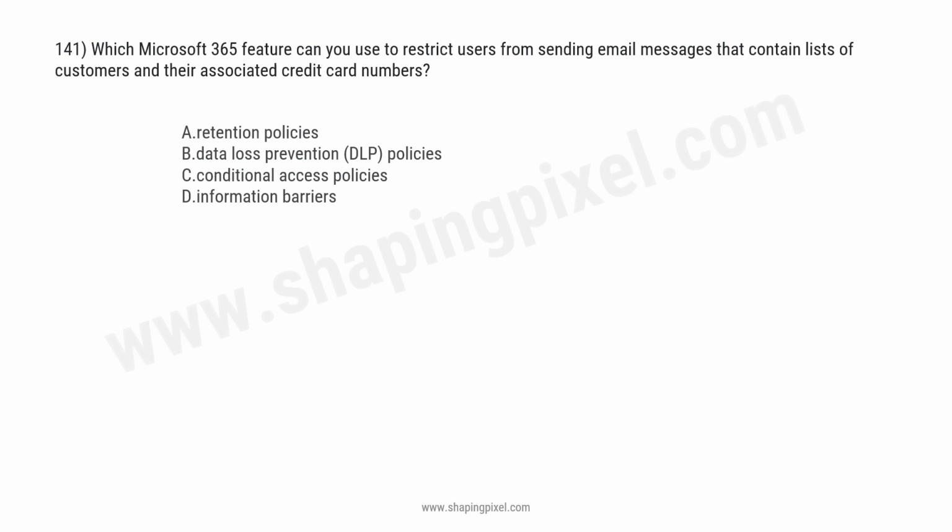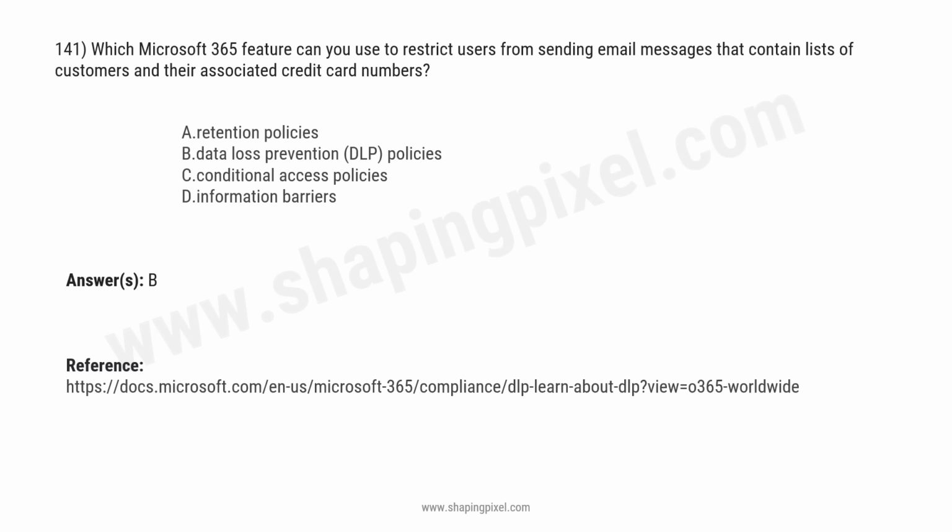Which Microsoft 365 feature can you use to restrict users from sending email messages that contains list of customers and their associated credit card numbers? And you have the following four options: retention policies, data loss prevention policies, conditional access policies, information barrier. So the right answer here is option B, data loss prevention policies.